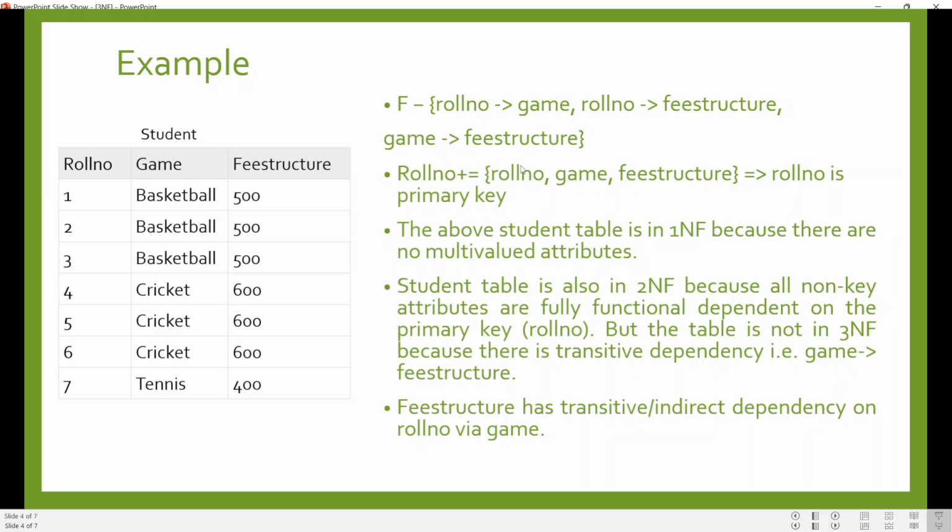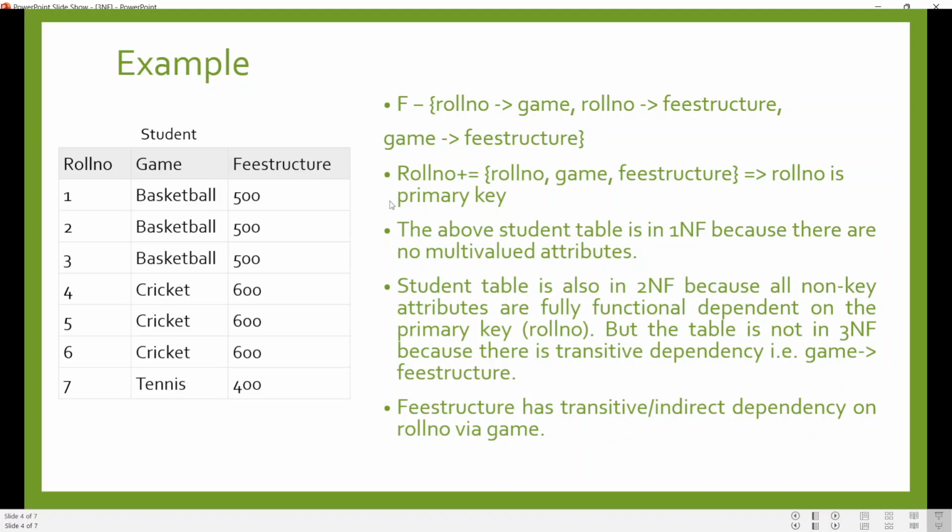So first will be roll number, then roll number is determining game, so game also comes in that set. Even roll number is determining fee structure. So all those things will come in the roll number closure. So roll number, game and fee structure are part of roll number closure, or roll number plus, as we say. So from the closure of roll number you are getting the attributes roll number, game and fee structure, which means all the attributes in this relation can be found by taking the closure of roll number. That means roll number is a primary key, because by knowing it we can find all the remaining attributes, or you can say it is a super key also.